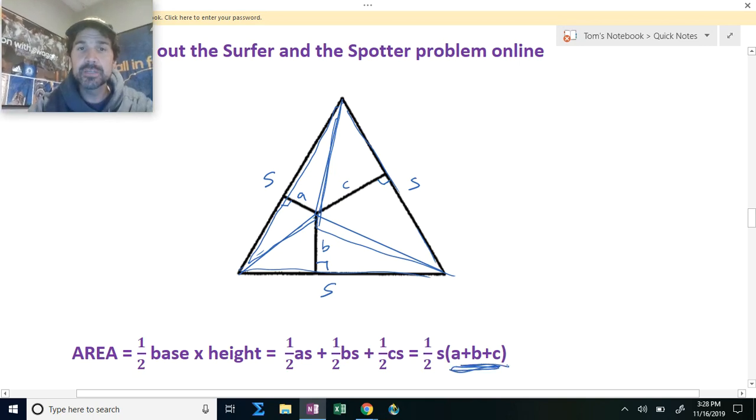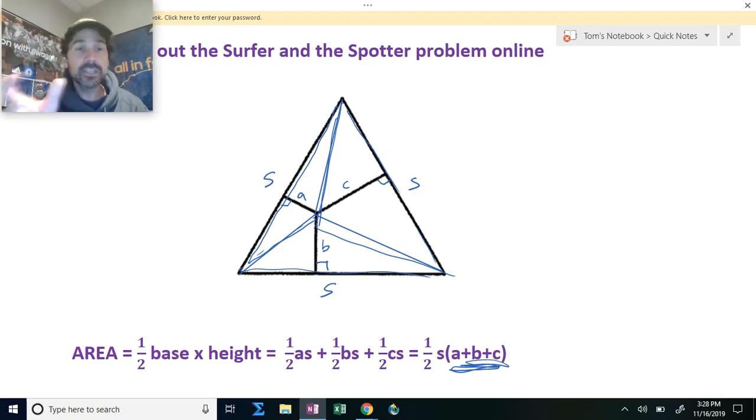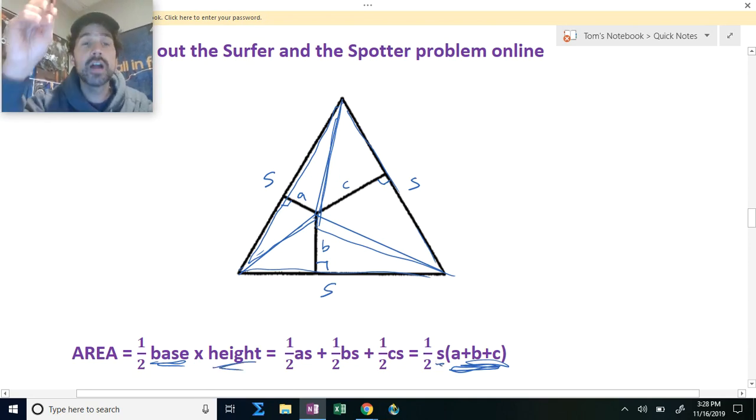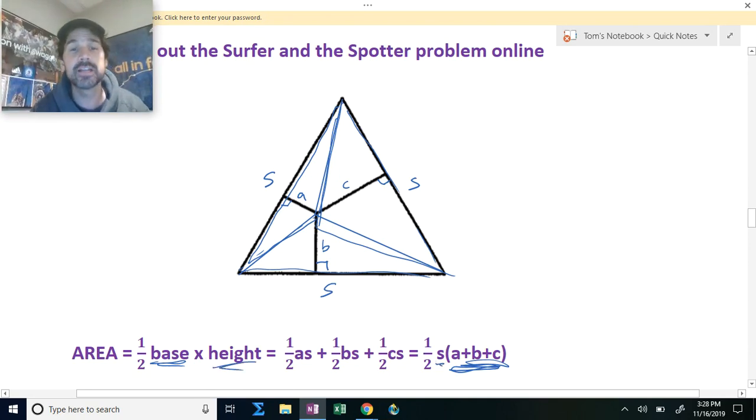So this a plus b plus c, which is 11 radical 3, you just add the 3 up that were given to you in the problem, that's a constant. That's fixed. It doesn't matter where this point is, that is always going to be 11 root 3. But notice that because your base is just s, that's also your height. So your height has to be 11 radical 3.